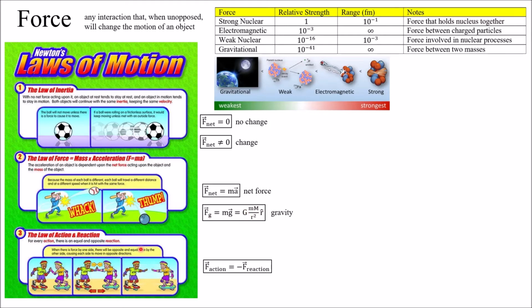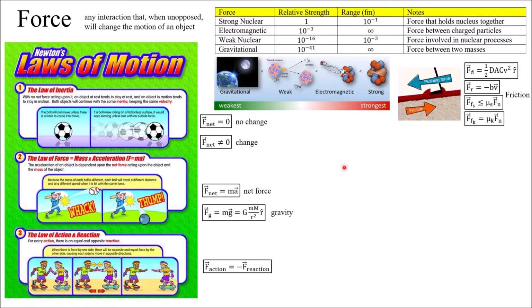Now the third law is an action-reaction pair, and so it's basically saying that for every action there's an equal and opposite reaction. So imagine you have these two people here, one pushes on the other, but they're going to actually experience the same force in opposite directions, and so the action force is equal to the negative of the reaction force. Now another thing to think about is friction. That's another type of force here.